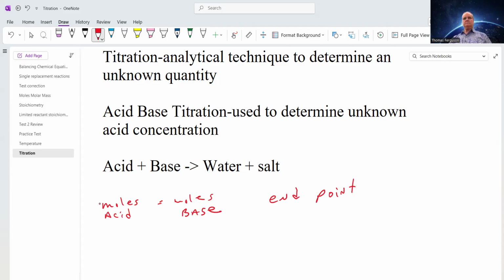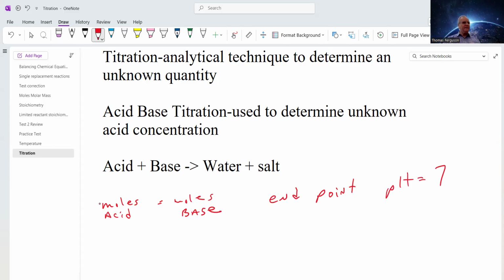Now, at the endpoint, there's no excess H's, no excess OH's, so the pH of the endpoint is what? Neutral. And what's the pH of neutrality? You said 7. Okay, yeah, it's 7. So at the endpoint, pH is equal to 7.